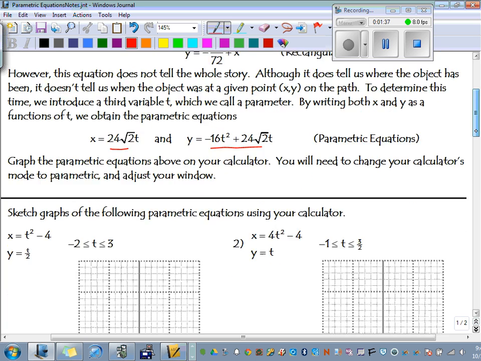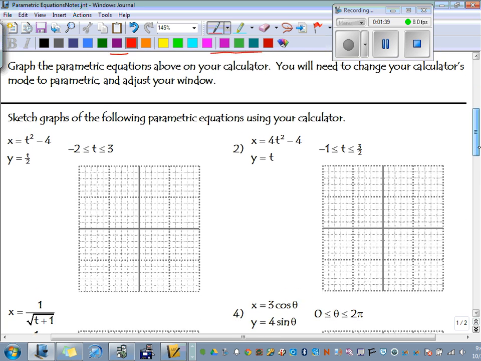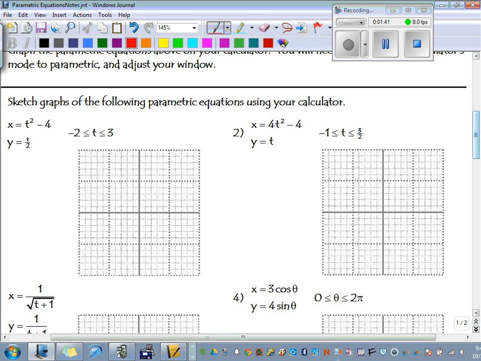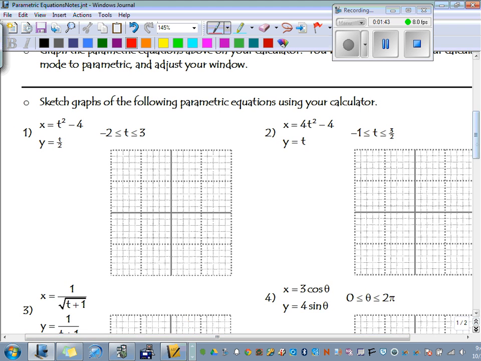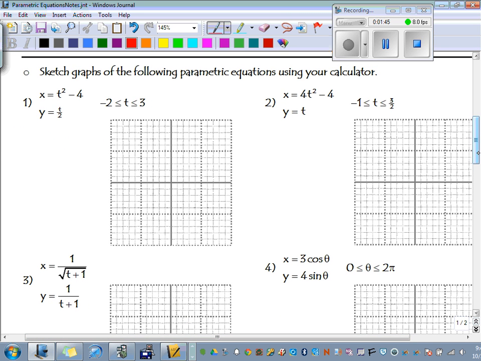So we're going to look at a simpler equation to graph. We're going to do this by hand first, and then I'll show you how to do it on the calculator. And then we're going to compare it with another graph in just a second. So let's take a look at number one. We're going to graph this. So we need a table with t, x, and y.